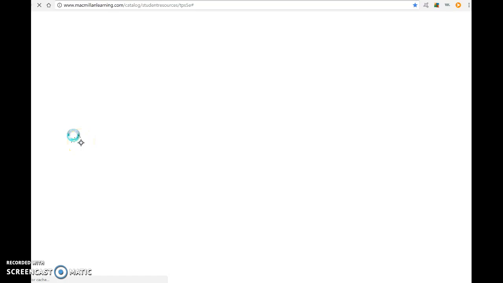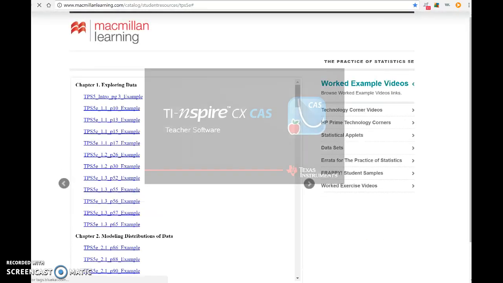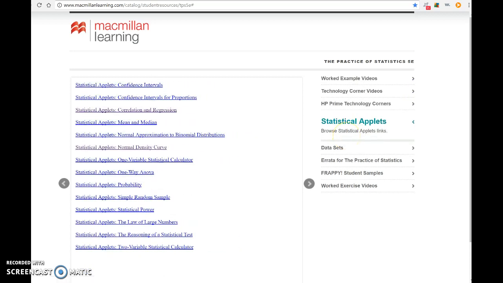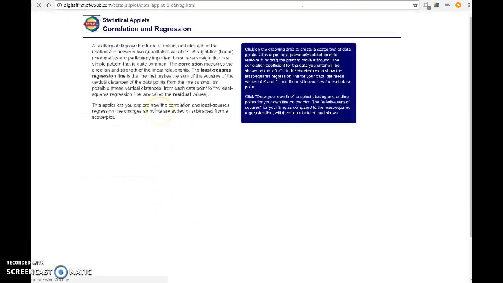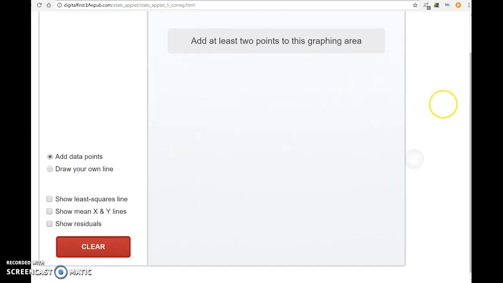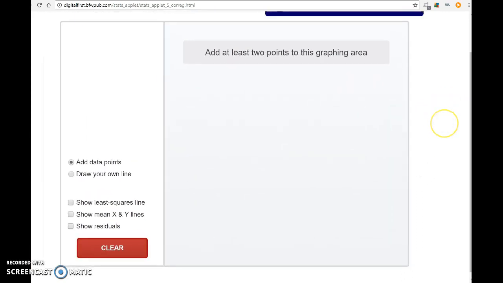And applet number 2 here. I'm going to fire up my calculator so I can use that here in a little bit also. Go to statistical applets, correlation and regression. Now I like this one. This one you can kind of add points and it'll give you the R value as you keep adding points dynamically. So you've got to put in 2 points before you can get a line.